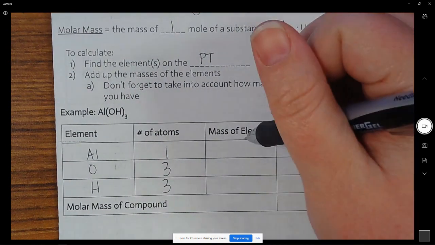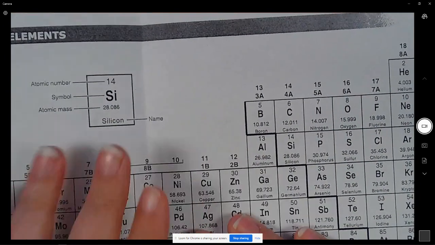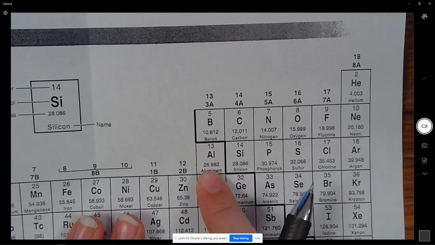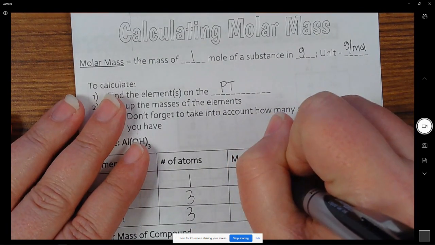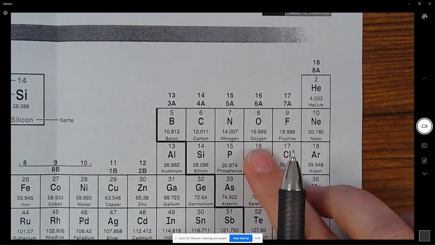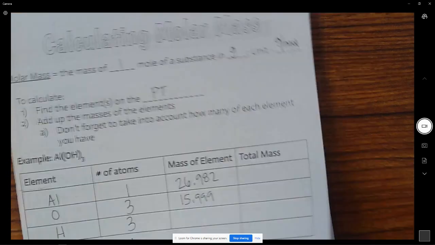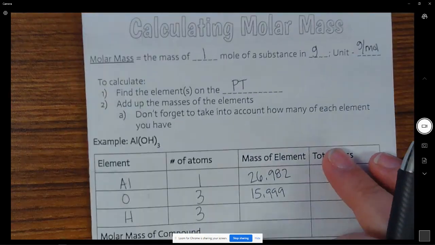Next, you're going to find the mass of the element. You'll go to your periodic table here. It is important that you use this periodic table. Aluminum is right here, 26.982. You're going to use all of the numbers. Do not leave any of them out. Do not round them. So 26.982. Then we have oxygen, which is right here, 15.999. And then hydrogen is right here, 1.008.